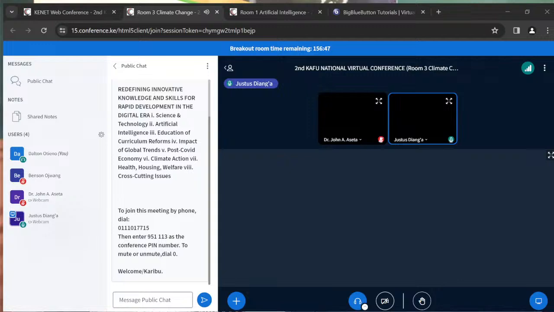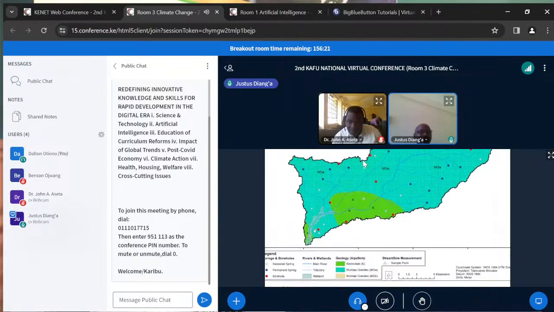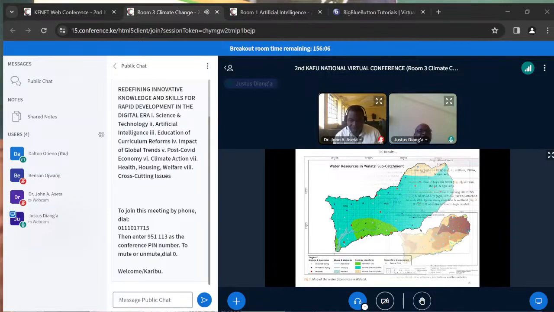We have the springs, the river network, and wetland. And here, the sample point where the experiment was conducted is towards the outlet of the subcatchment to give us the overall output of surface water in the subcatchment.